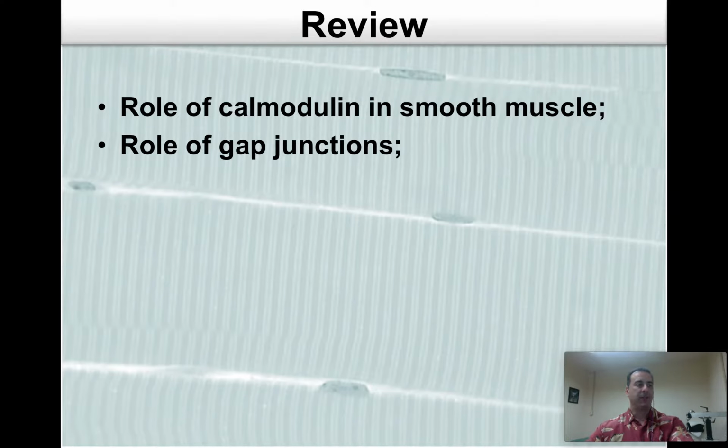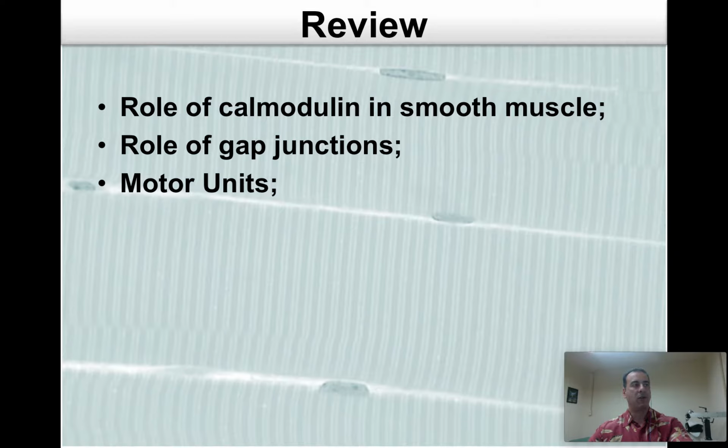Gap junctions. What are gap junctions? Know where they're located. Know what they do. When it comes to ATP, again, I can't get off ATP, sorry. Make sure you know what ATPase is, the enzyme that breaks down ATP. Make sure you know where it's at, how it works, and what it does. Pretty much everything. Gap junctions.